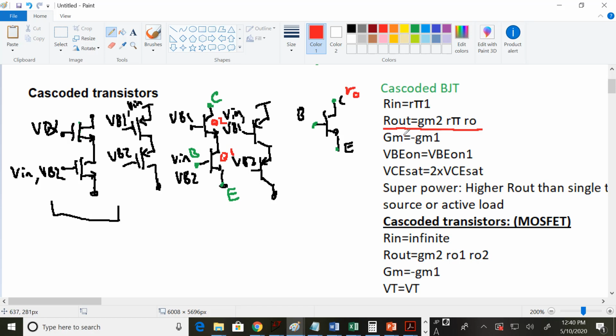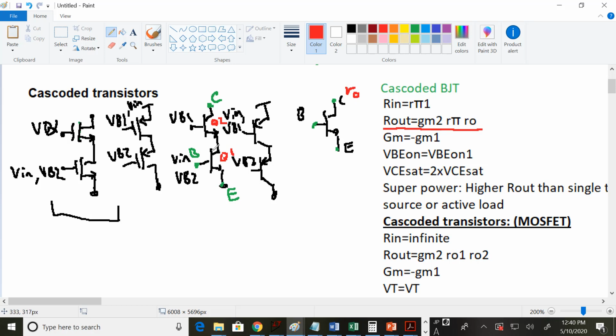Okay. And then the GM, this is a single transistor. Your GM is when V in goes up, your current into the transistor, into the collector, goes up. So it's actually considered a negative GM, but it's the GM of Q1. Your VBE on just has to get to VBE for the device to turn on. It's the same VBE on as your single transistor.